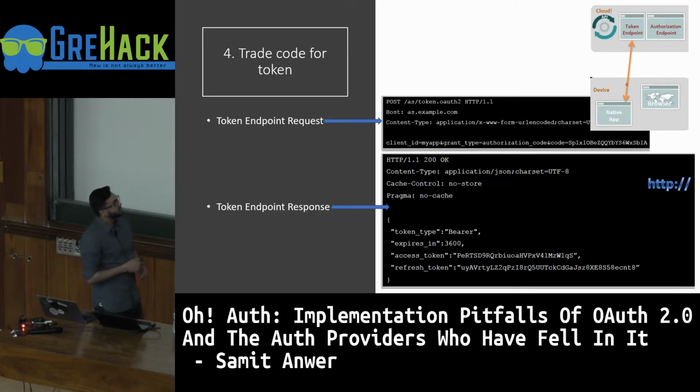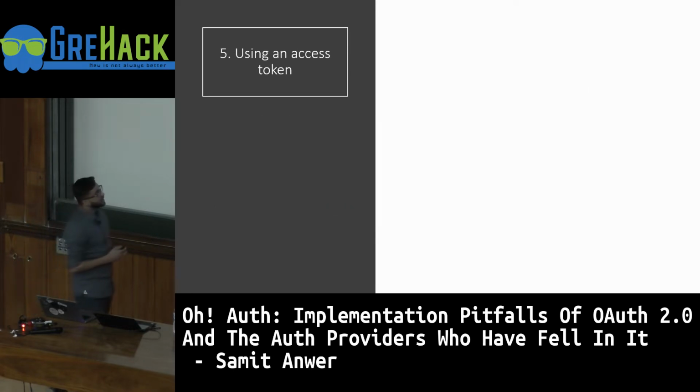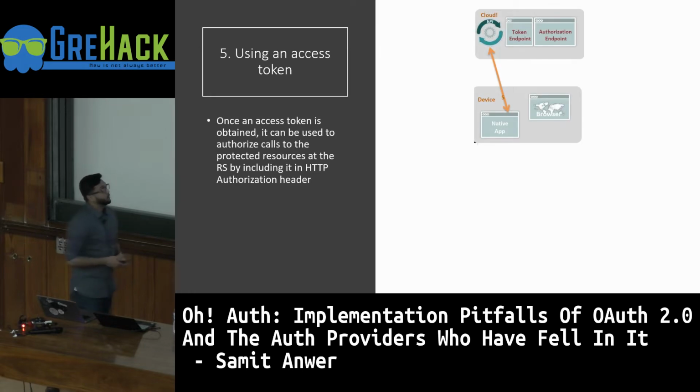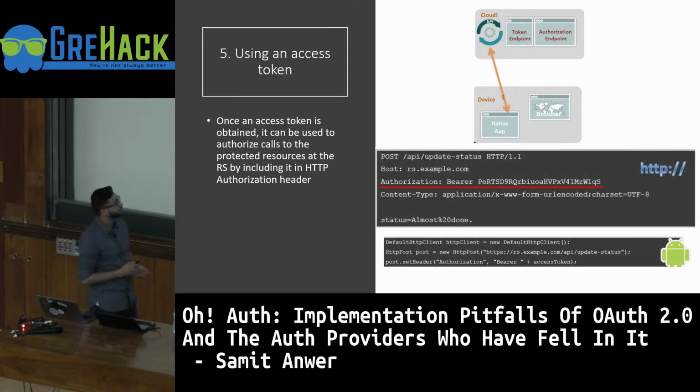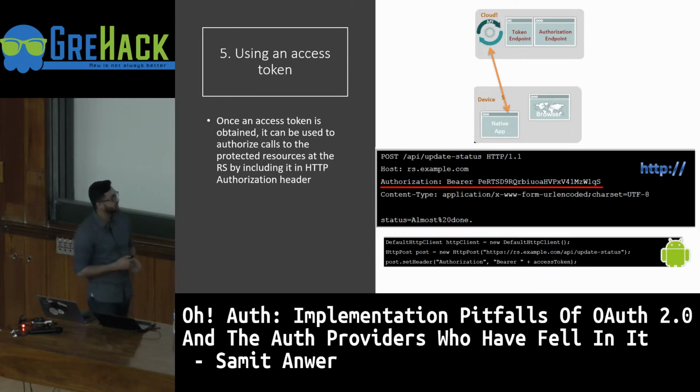So once the native application gets the authorization code, it can then hit the token endpoint and get back the bearer token in response. That's the auth code there in the request and the client ID, along with the grant type of the application. And finally, once the native application gets access to the access token, it can hit the resource endpoints with the token embedded in the authorization header.